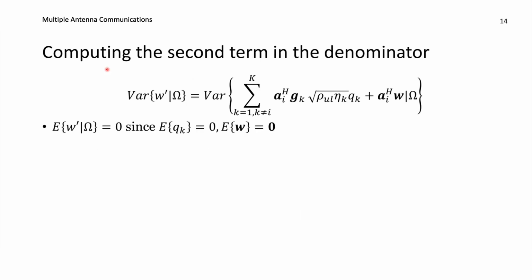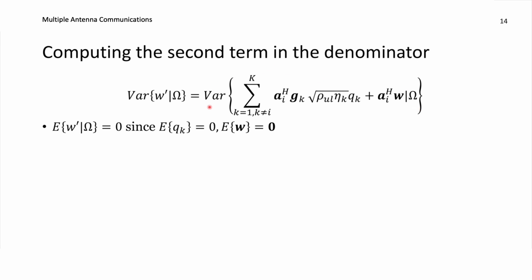What remains now is to compute the second term in the denominator, which was the variance of the so-called effective noise that contains both the actual noise and interference from the other users. So it's this term here, where we have interference from the kth user, where k goes from 1 to capital K but is not included in the user of interest number i. And then we have the noise term, and we should compute this conditional variance given the information that we have, omega, which was the channel estimates.